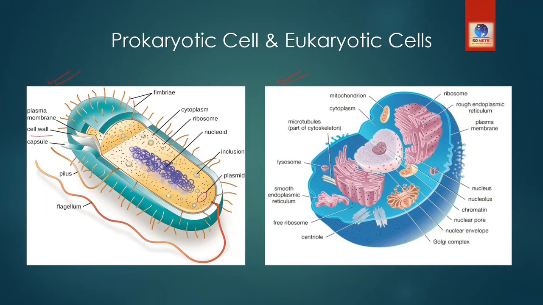Cell wall is present in most but not all cells in prokaryotes, and in eukaryotes, cell wall is present in plants and fungal cells only. A plasma membrane is present in both types of cells. Nucleus, which is the most important factor here. Prokaryotes do not have a well-defined nucleus, whereas eukaryotes have a well-defined nucleus containing genetic material.